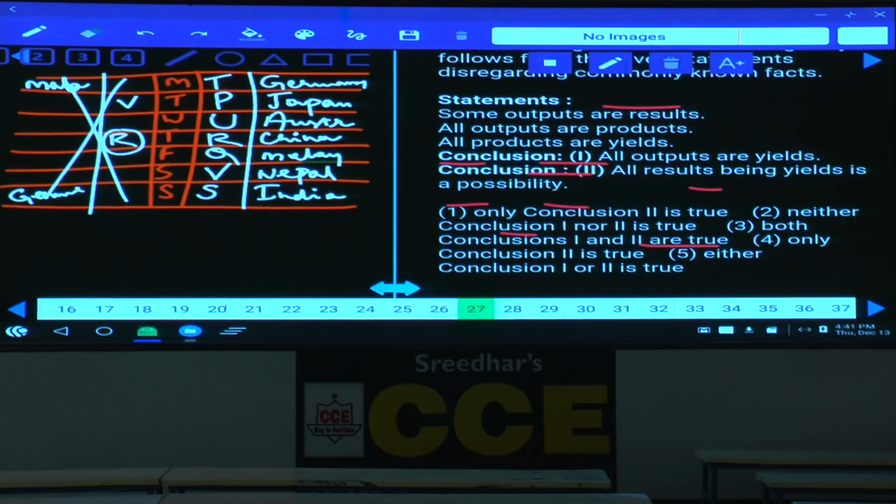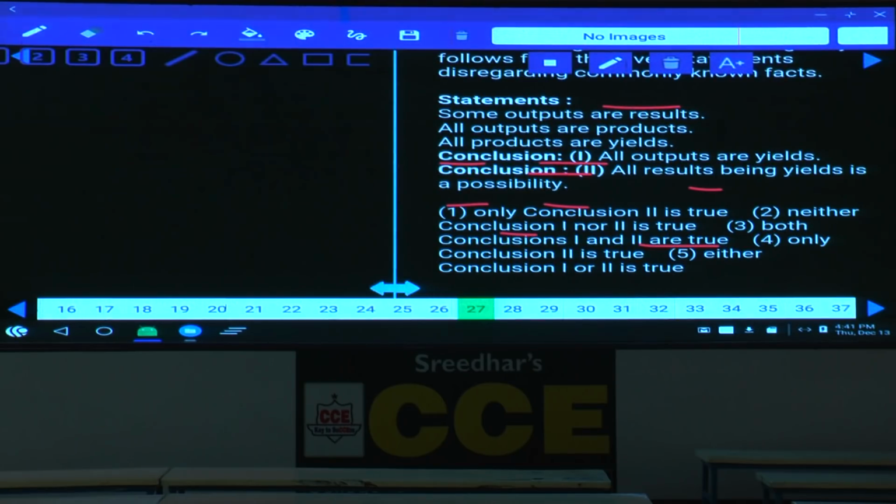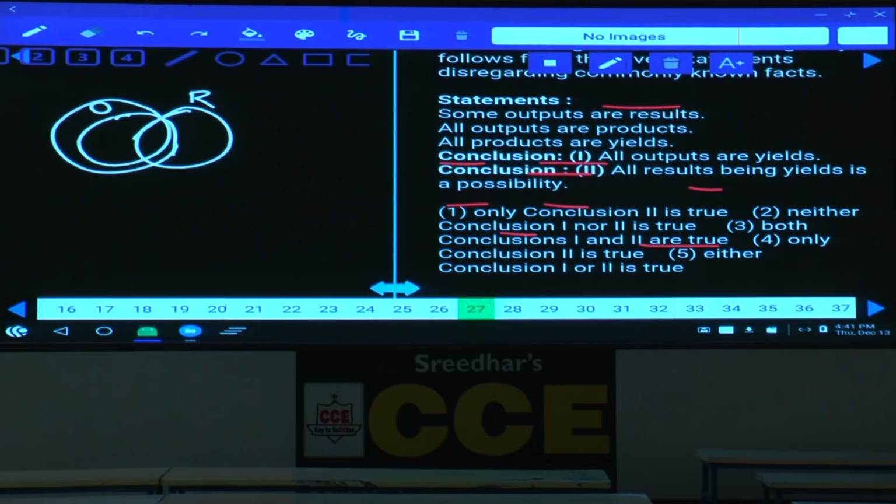Now question number 27. Some outputs are results, which can be written like this. These are the outputs and these are results. All outputs are products. All these outputs are what? All outputs are products. Some outputs are results, all outputs are products, all products are yields. All these products are what? All products are yields. Then first conclusion, all outputs are yields, definitely true.